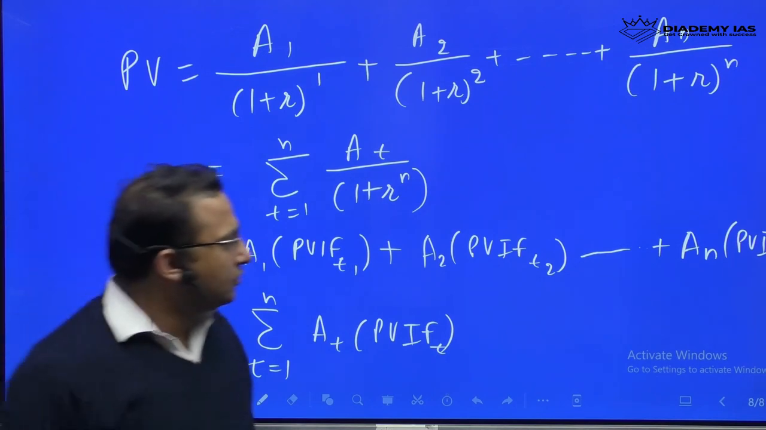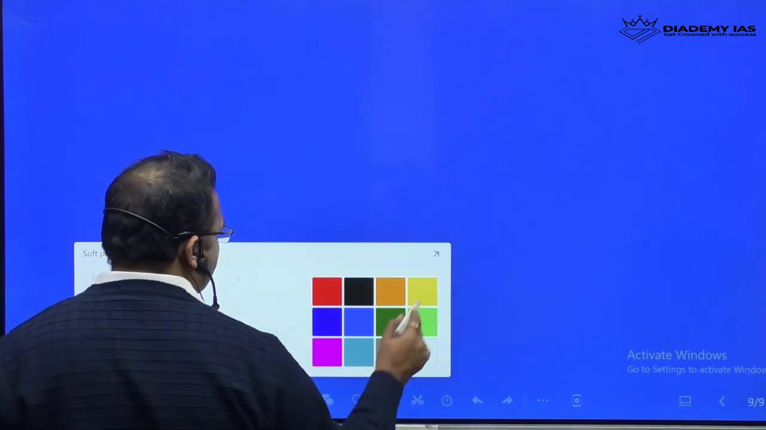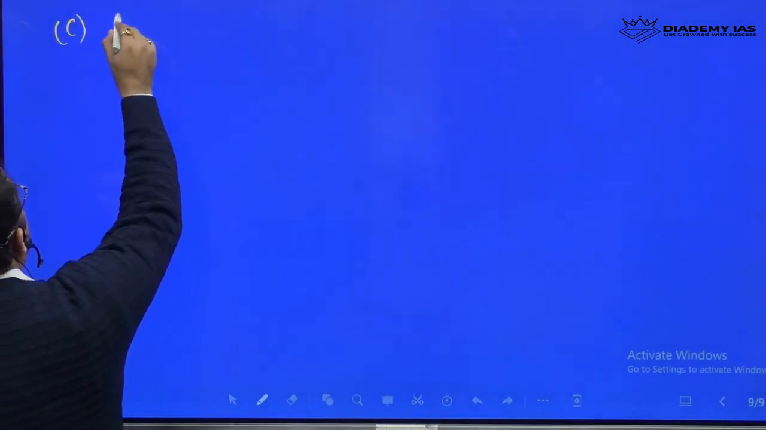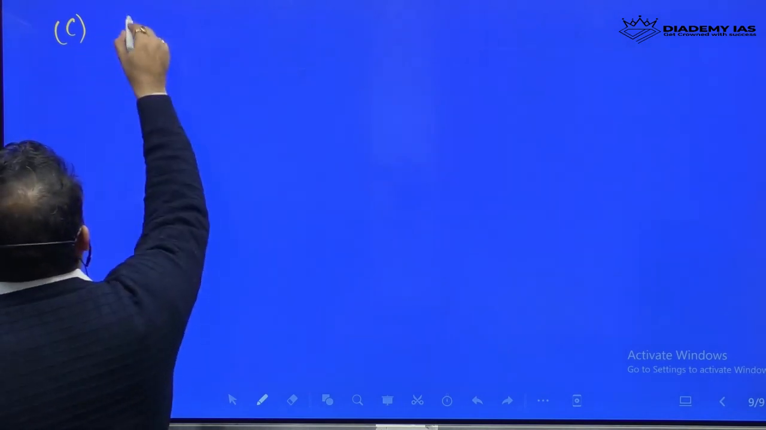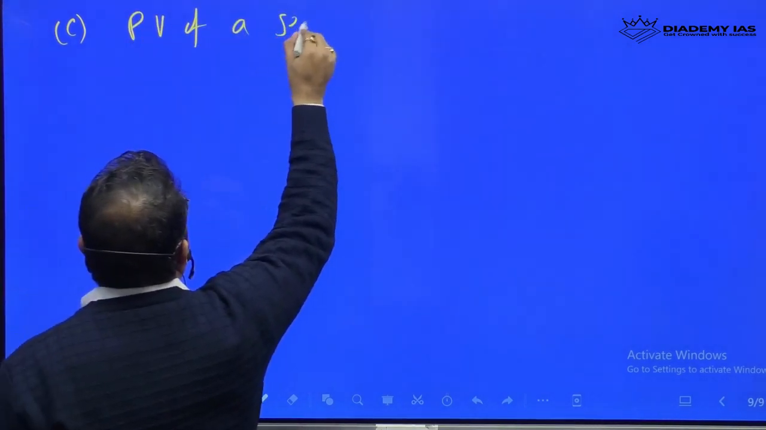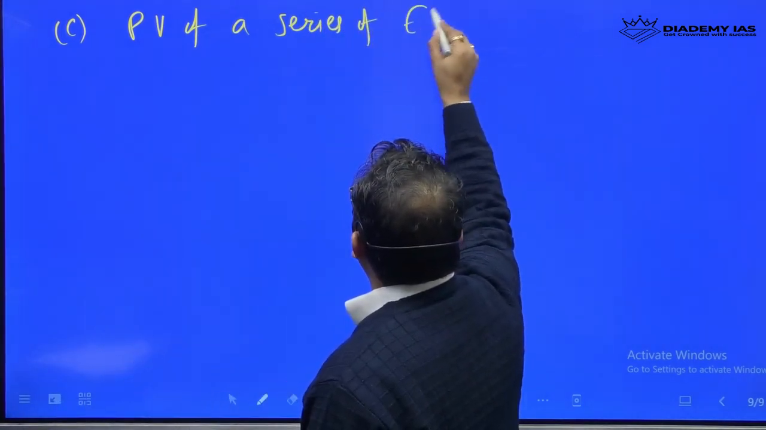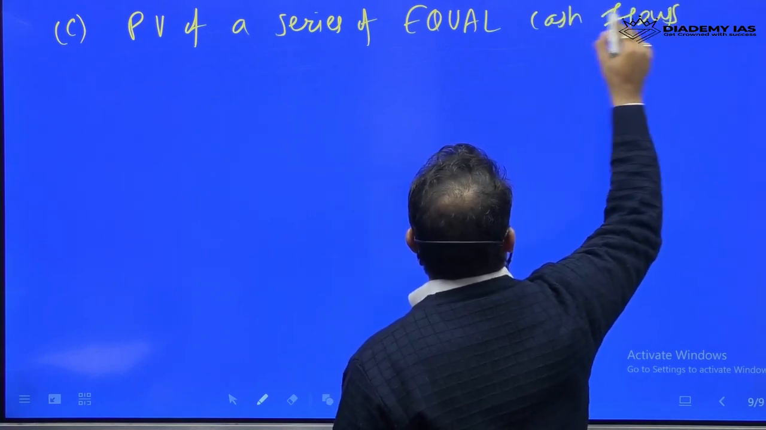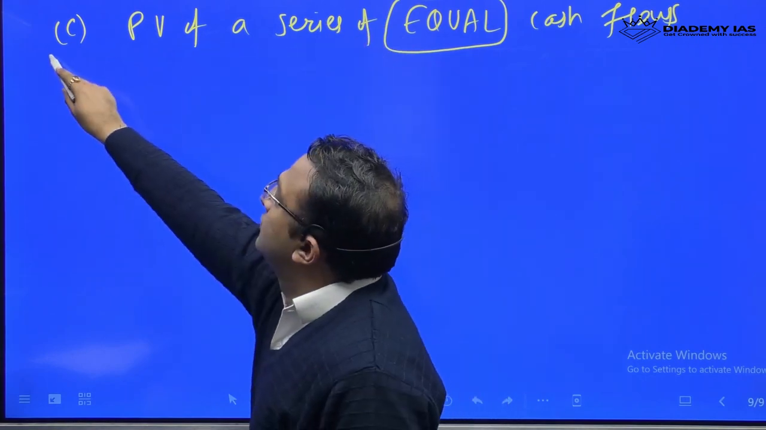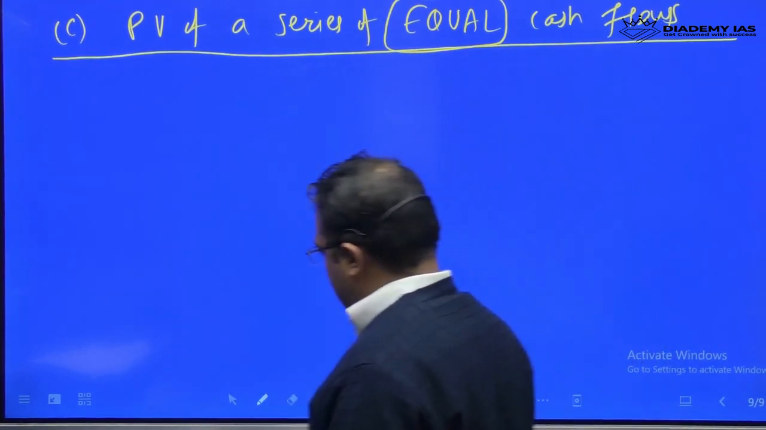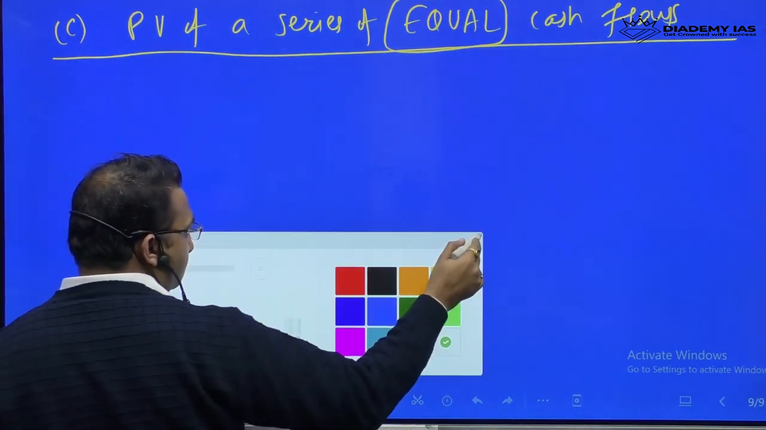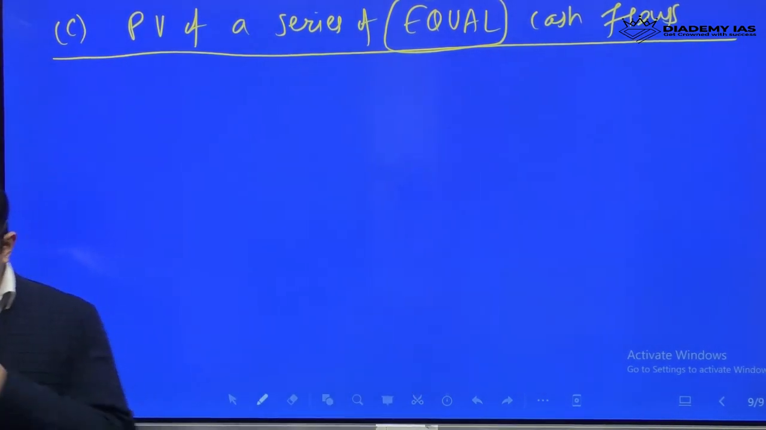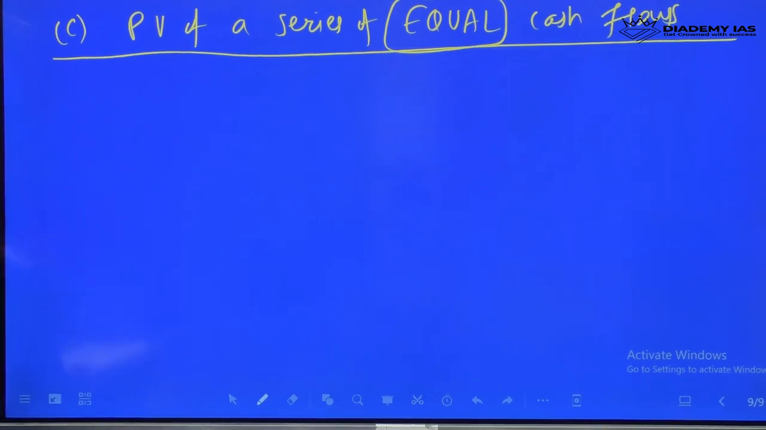The third scenario: present value of a series of equal cash flows. That means we are receiving the equal amount of money in the future, right? Example.